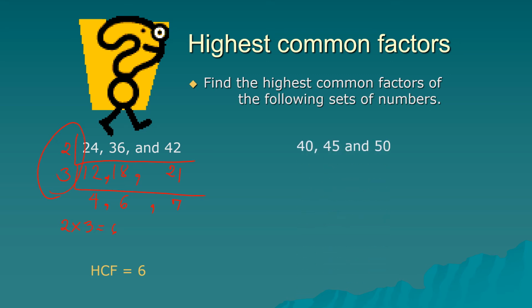Let's try another one. 40, 45, and 50. Let's try 5. That would be 8, 9, and 10. Well, we could use 2. Nope. 3. Nope. No more. So our highest common factor should be, well, 5.